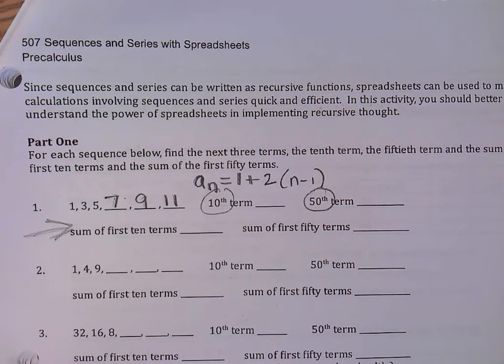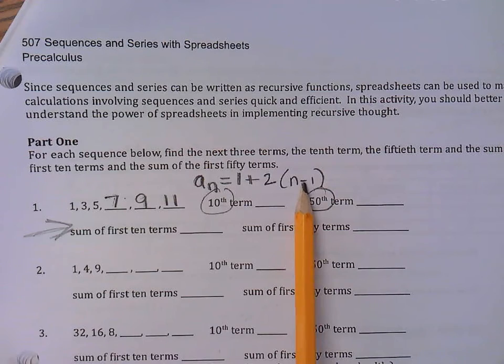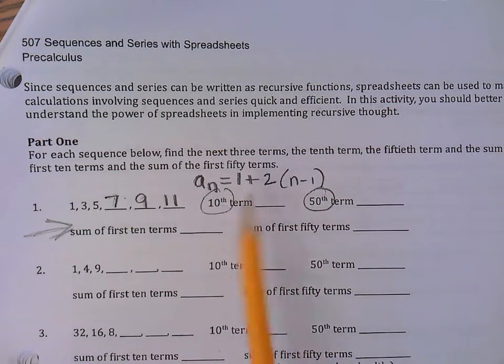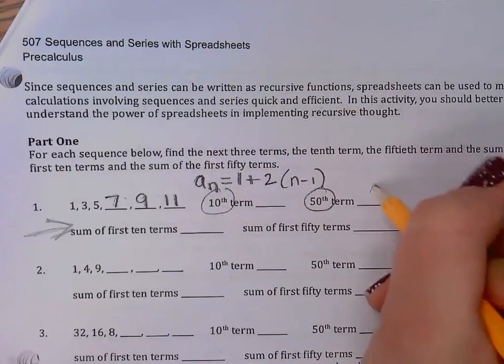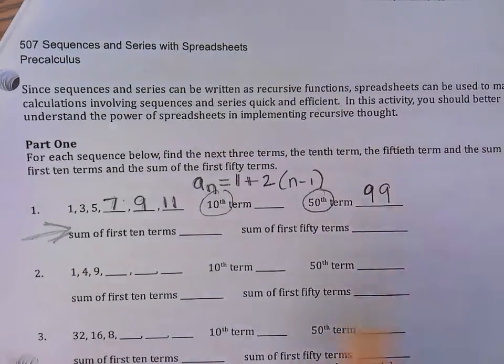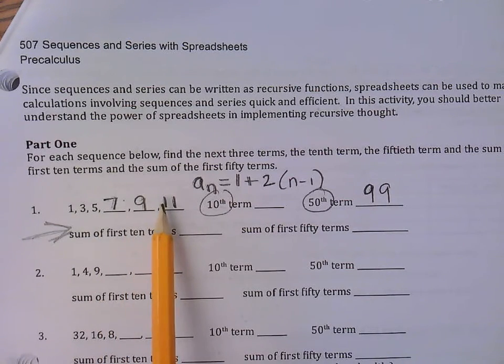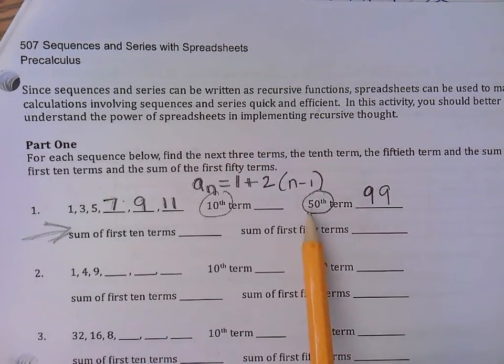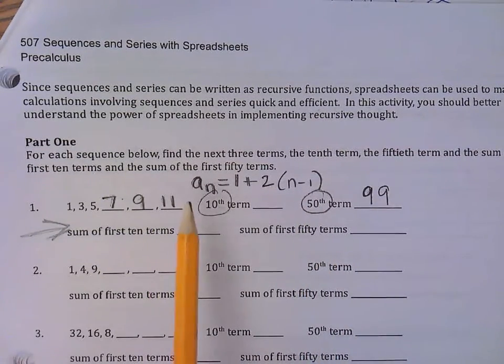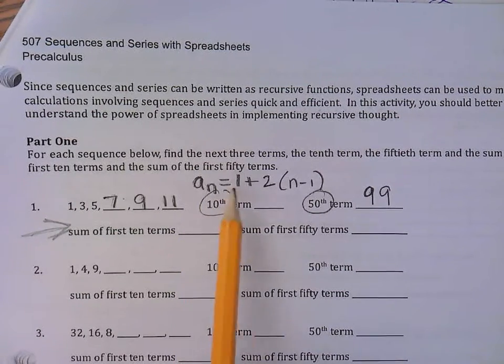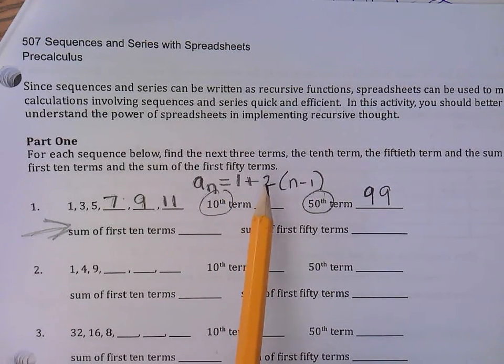No, you're going to do 49, right? Because 50 minus 1 is 49. So you're going to do 2 times 49, which would be 98, plus 1. So 99 would be the 50th term, which should make sense. We're counting all the odd integers between 0 and 100, so the 50th term, half of them, would be 99. The 10th term would be what? Right, because I'm taking 2 times 9 is 18, plus 1 is 19.